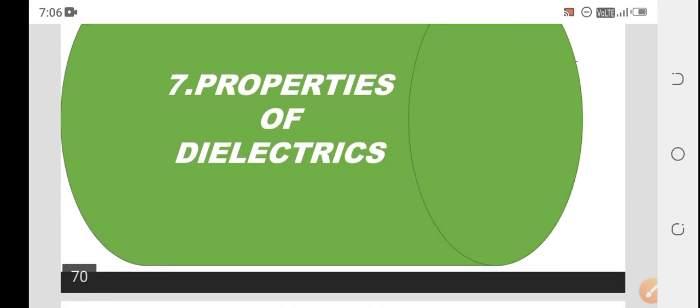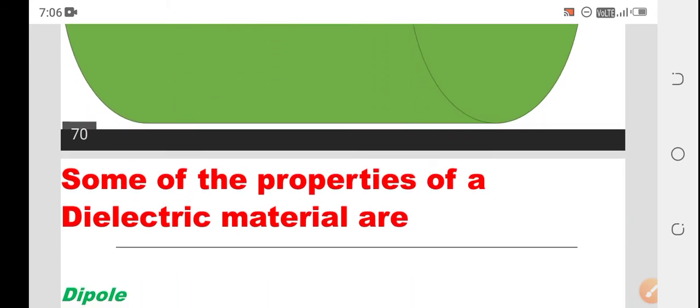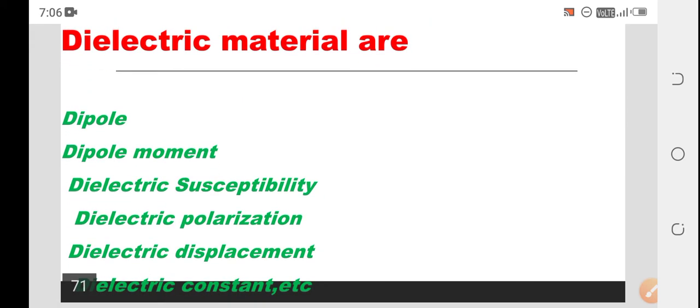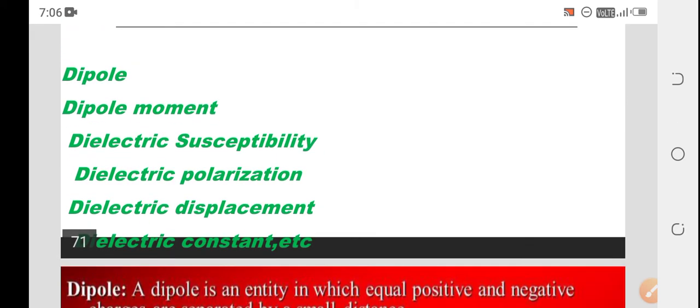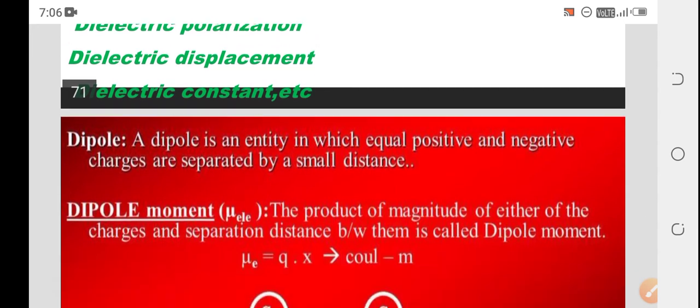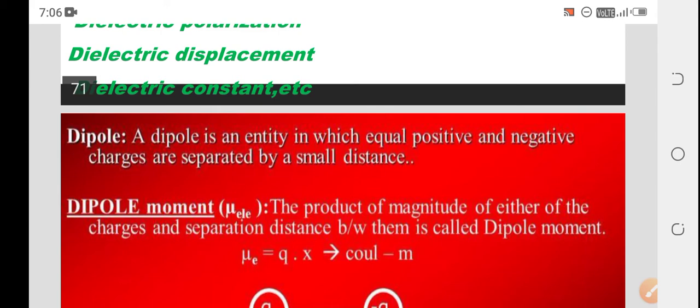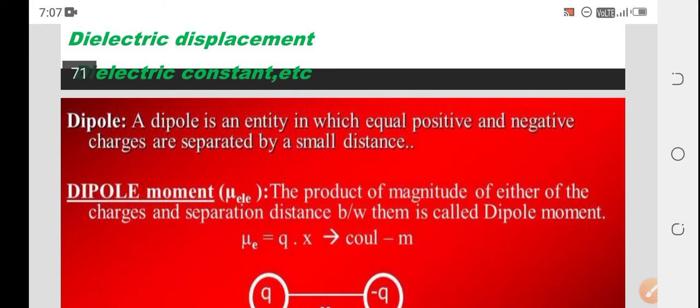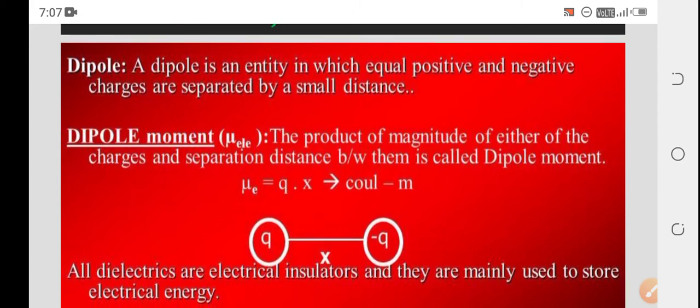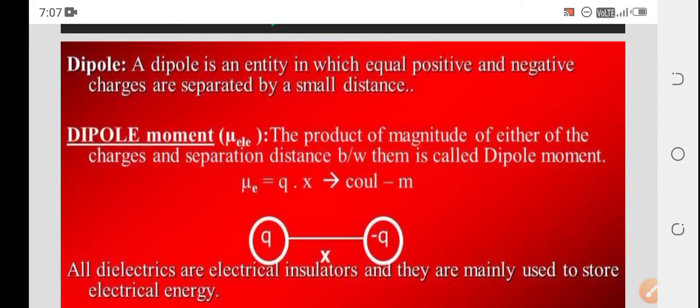Coming to the properties of dielectric. Some of the properties of dielectric materials are dipole moment, dielectric susceptibility, dielectric polarization, dielectric displacement, dielectric constant. Let's see what is a dipole. A dipole is an entity in which equal positive and negative charges are separated by a small distance. We discussed previously about dielectric polarization, where the positive and negative charges are separated in the presence of the electric field.